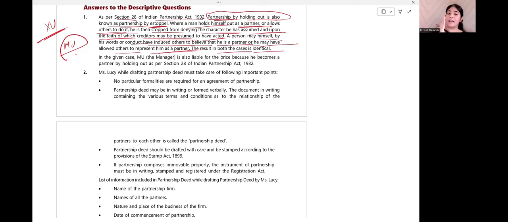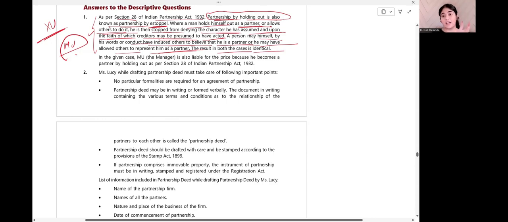Because creditors have supplied the goods, placing reliance that MU, the manager, is also the partner. So that was your provisions. First, you will mention all your provisions over here, right? Then you'll write facts of the case.